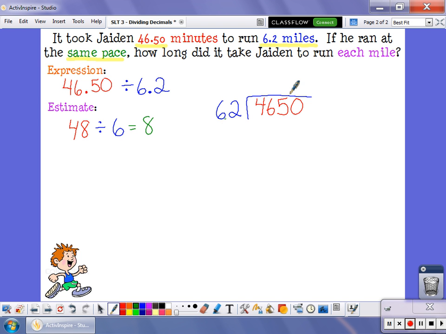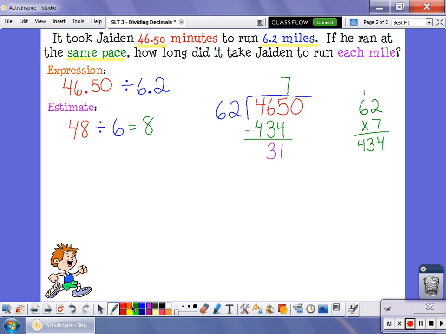Now if this were 60 and I put an 8 up here, 8 times 60 is 480, so that's too big. So the first guess I'm going to make is that this is going to go in 7 times. And I'll do my work off to the side here just to double check. And what I see is 62 times 7 is 434. So that is perfect. So I'm going to write that down here, and then I'm going to do my subtraction. 5 take away 4 is 1. 6 take away 3 is 3. 4 take away 4 is 0.